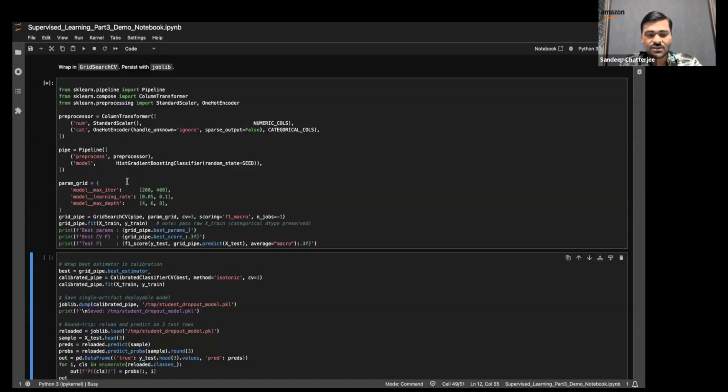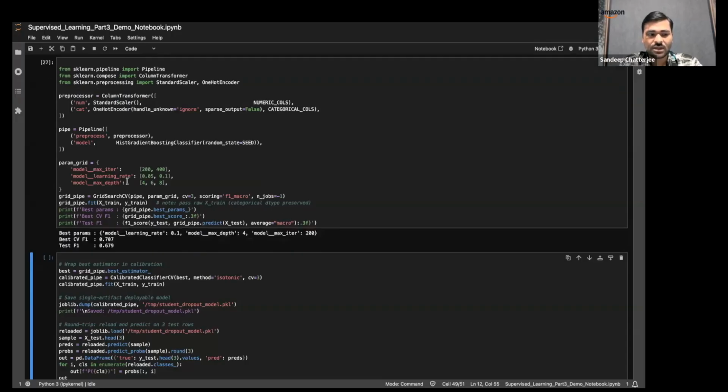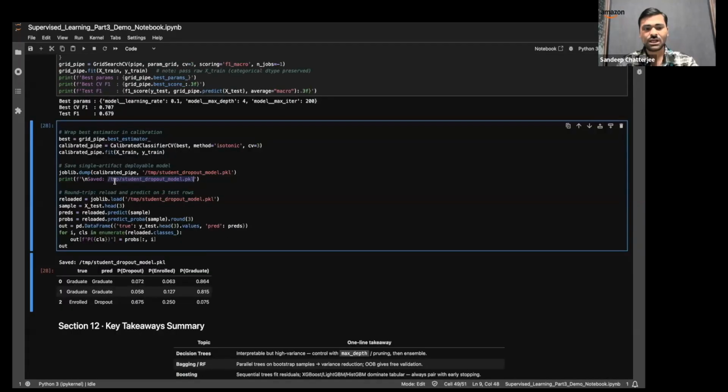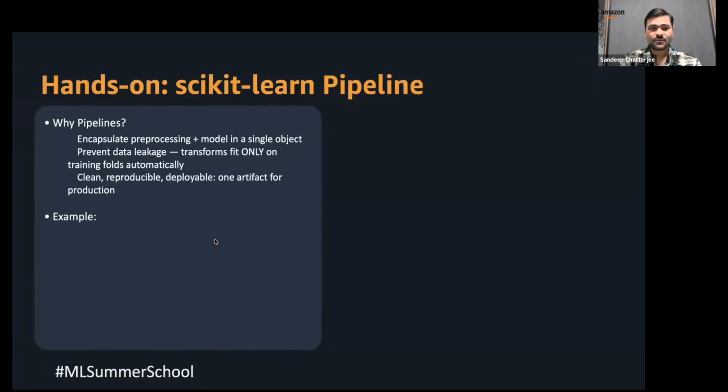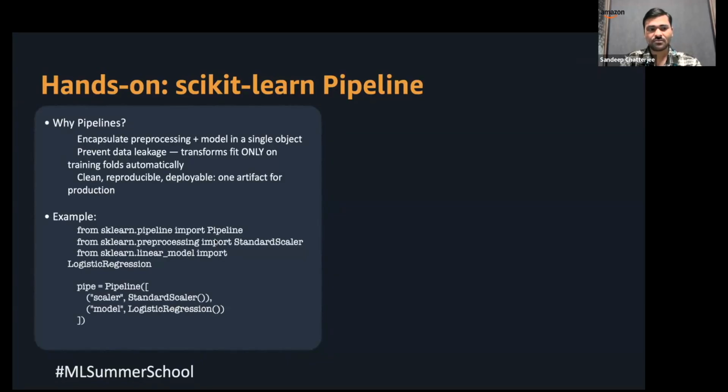Then it has GridSearchCV, so it will tune the hyperparameters inside the pipeline. And we have dumped it as student_dropout_model.pkl. If you are using the same Python version and pandas and numpy versions, we can import it back and use it for inference in the pipeline. This is the code snippet for the pipeline.